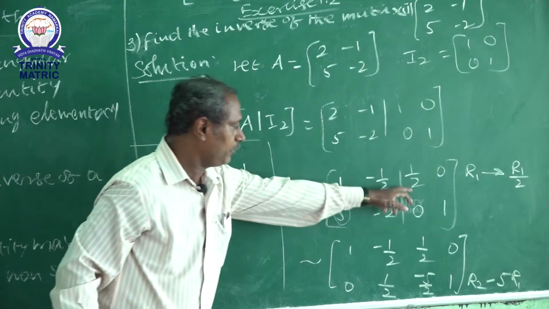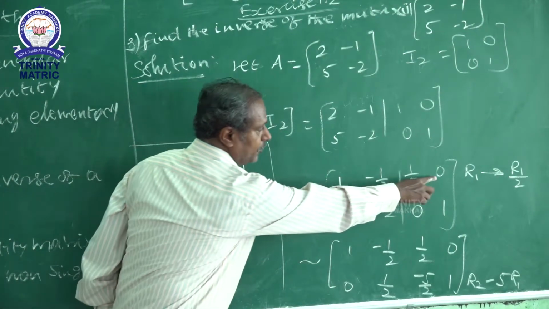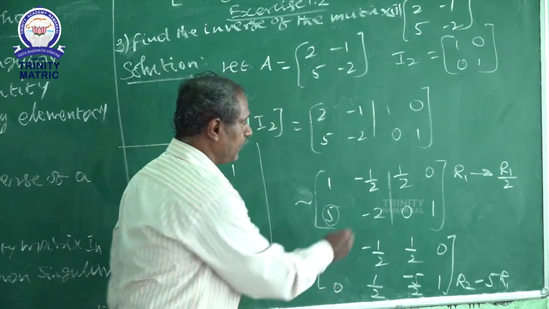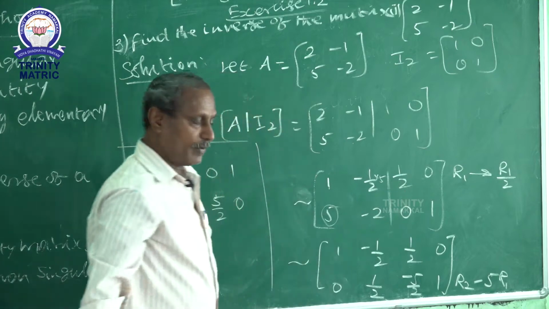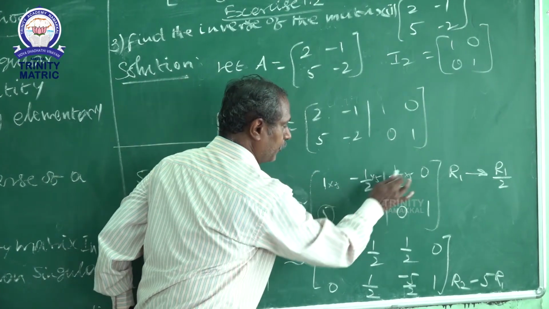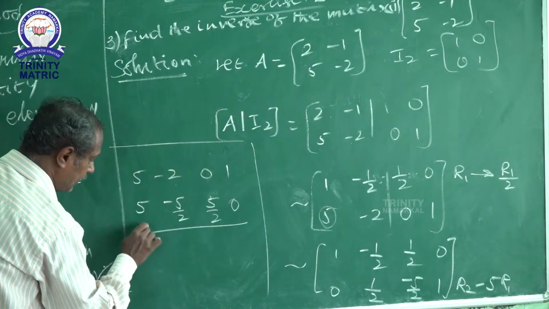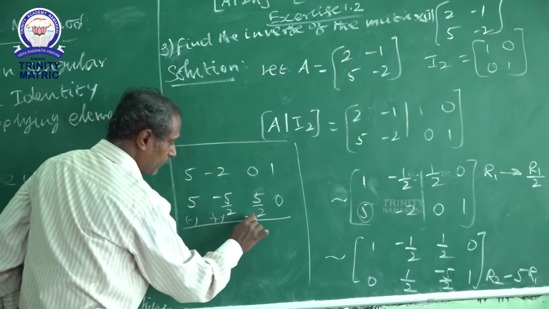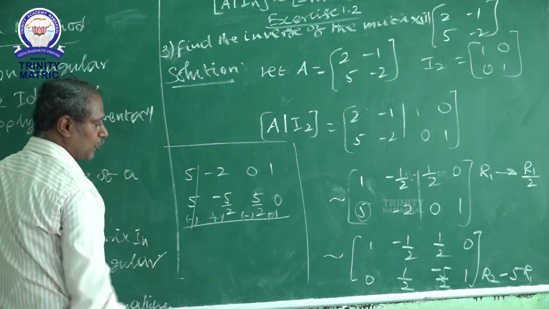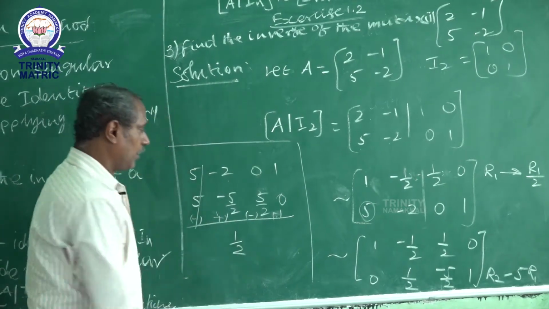Then 1 by 2 into 5 is 5 by 2, and 0 into 5 is 0. That means minus 1 by 2 into 5, we are getting 5. So this is 1 into 5, 5. This is 1 into 5 by 2. There will be no need of writing this. So you are subtracting, interchanging the sign, cancel minus 2 plus 5 by 2, we get the answer 1 by 2.